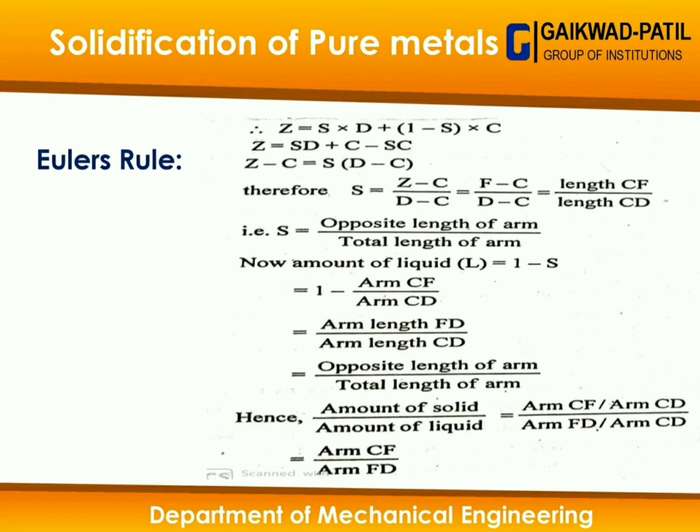Now the amount of liquid L is equal to 1 minus s, as we have already calculated. So we can write that it is 1 minus arm cf upon arm cd, which is equal to arm length fd upon arm length cd, which is the opposite length of arm upon the total length of arm. Hence we can calculate the amount of liquid and amount of solid in an equilibrium ratio with the help of Euler's rule. Easy.